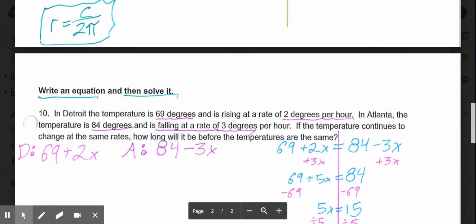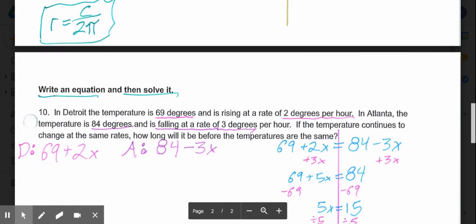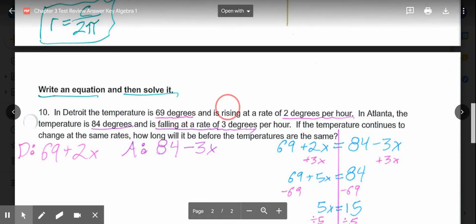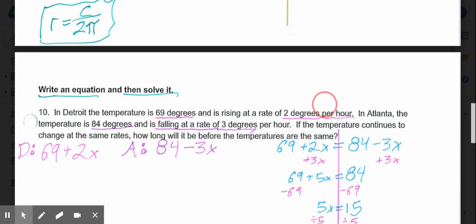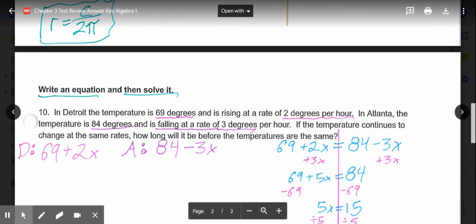Now moving to the back side. In a problem like 10, where they want you to write an equation and solve it, my approach is to take the info from the problem first and just underline or highlight what's important. So what we know, it says in Detroit, the temperature is 69 degrees and rising at a rate of 2 degrees per hour. So for Detroit, I know my constant where I started was 69 degrees, and it's rising, so it'd be a plus 2 times my variable. In this case, I used x for the degrees per hour. So x would be how many hours.